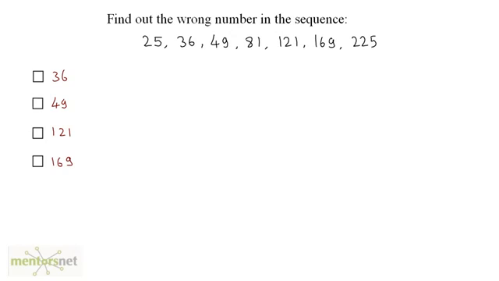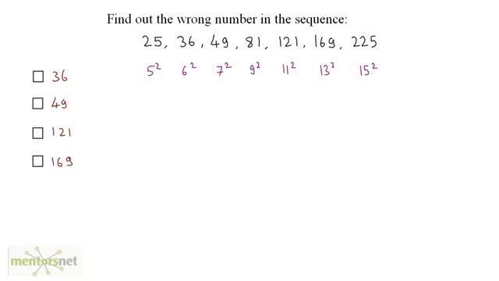Find out the wrong number in this sequence of numbers. Well, all of these numbers given are perfect squares, right? 25 is 5 square, 36 is 6 square, 49 is 7 square, 81 is 9 square, 121 is 11 square, 169 is the square of 13, and 225 is 15 square.